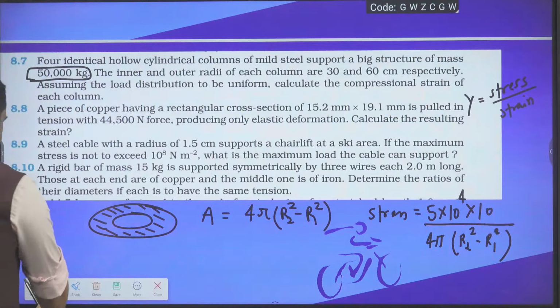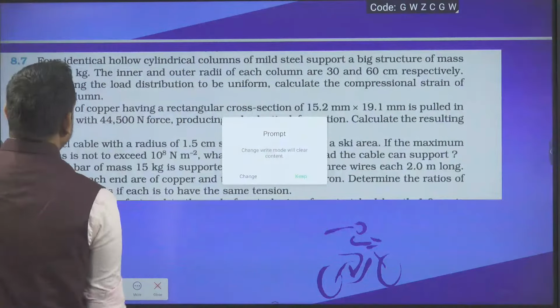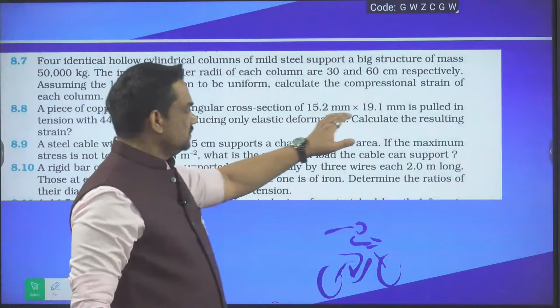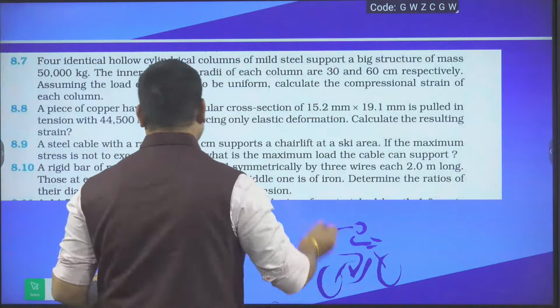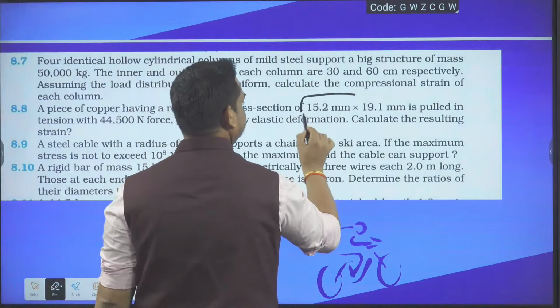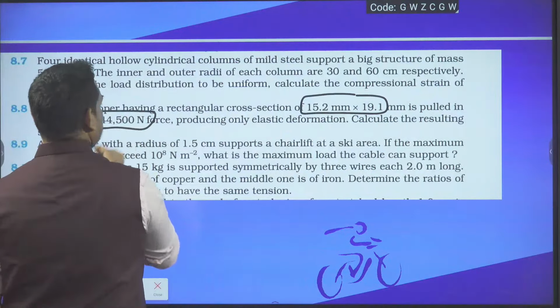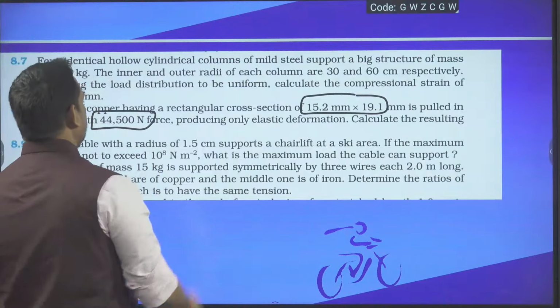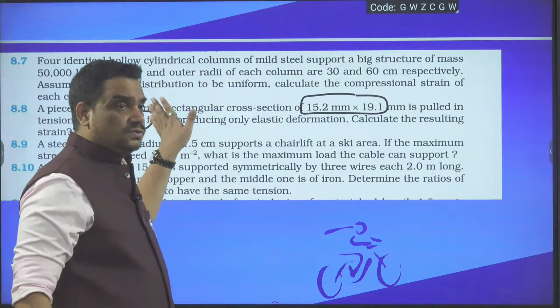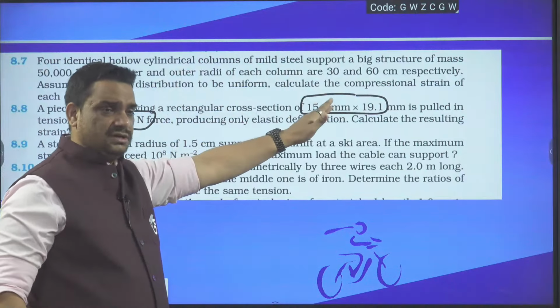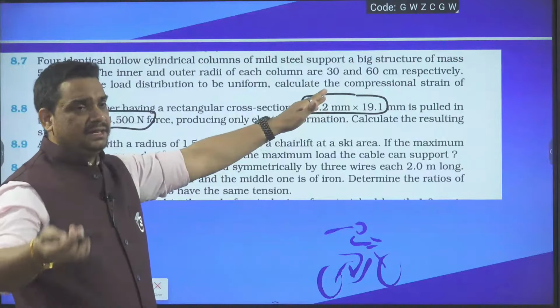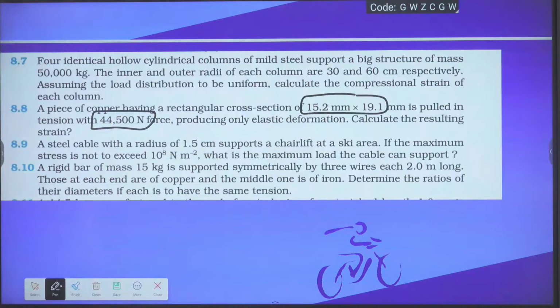Then comes the second question. A piece of copper having this area is given here. The force is also given, and they are asking for the strain. In the same way, force is given, so force by area will be the stress, and then we can figure out the strain.